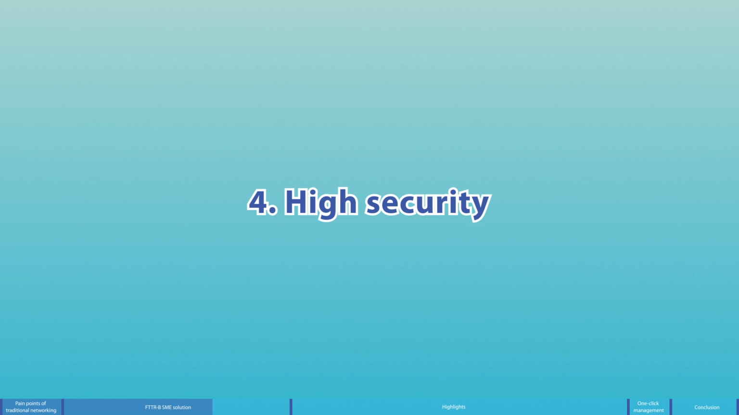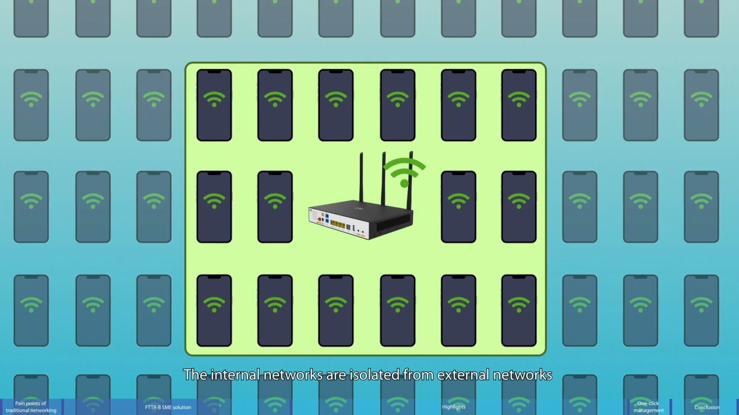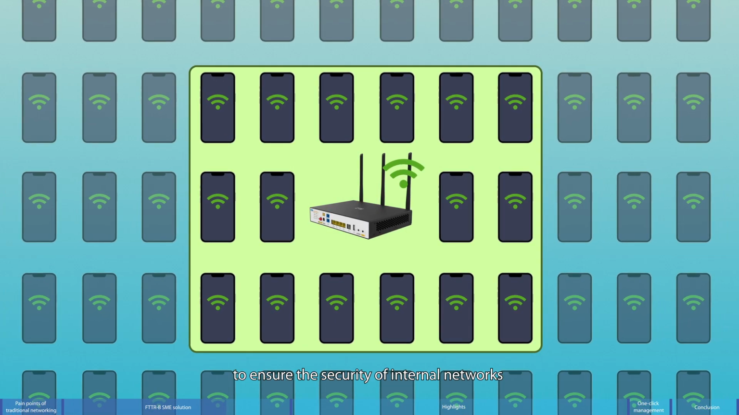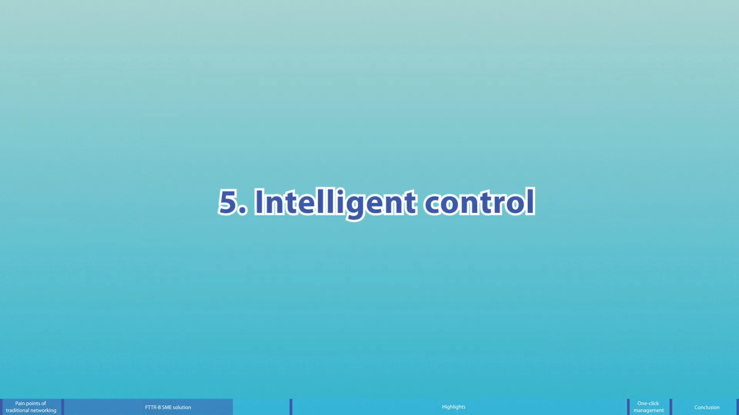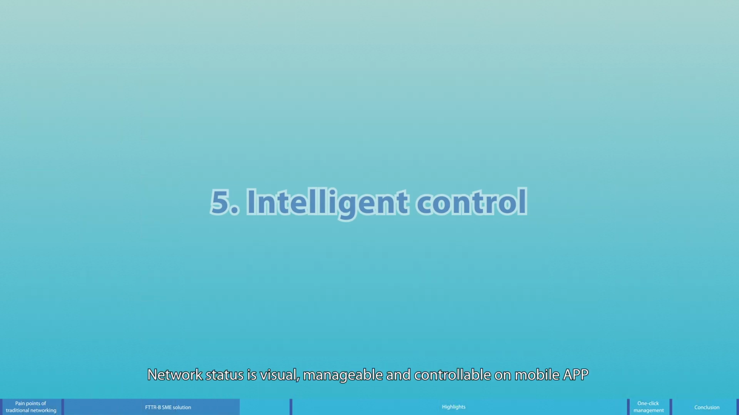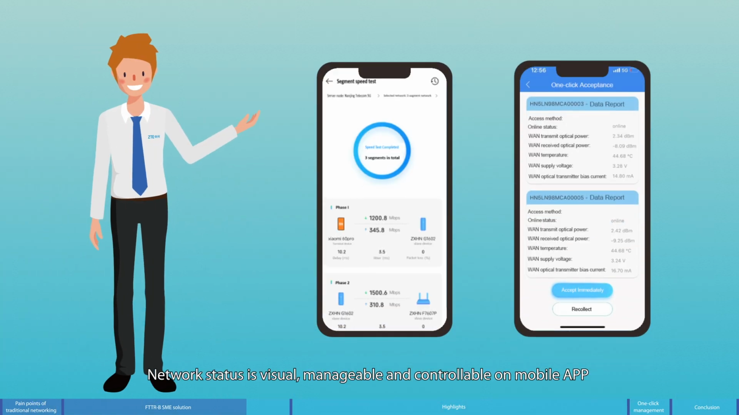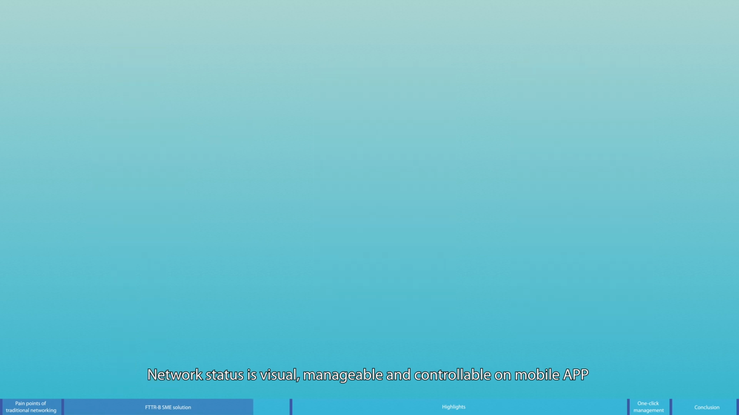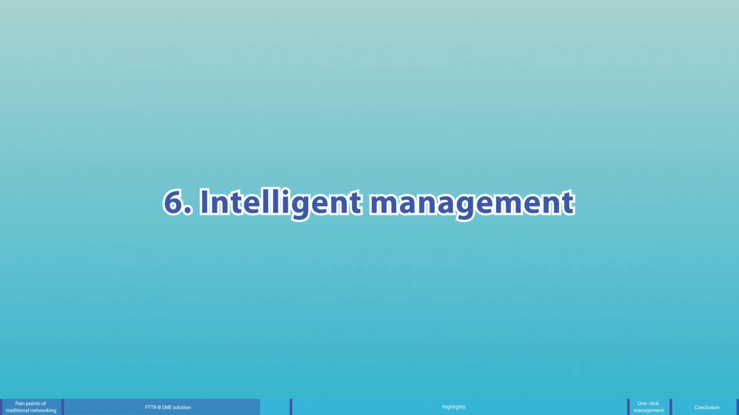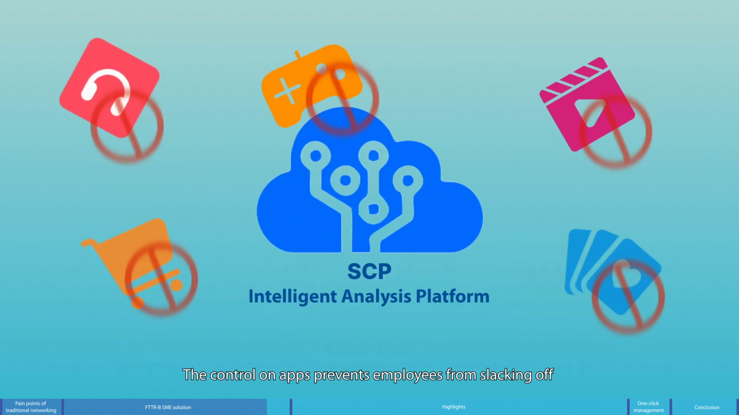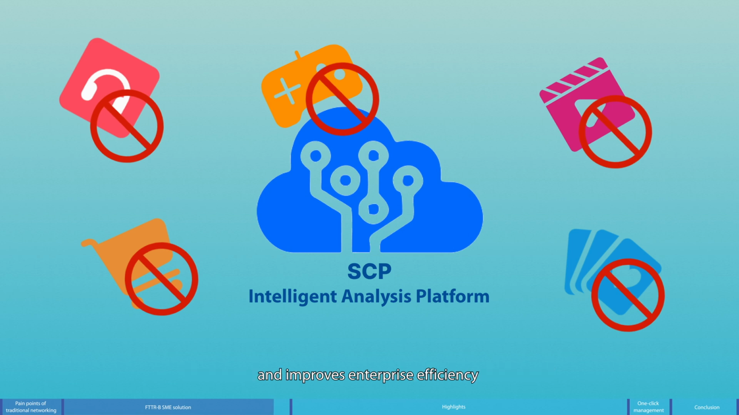4. High security. The internal networks are isolated from external networks to ensure the security of internal networks. 5. Intelligent control. Network status is visual, manageable and controllable on mobile app. 6. Intelligent management. The control on apps prevents employees from slacking off and improves enterprise efficiency.